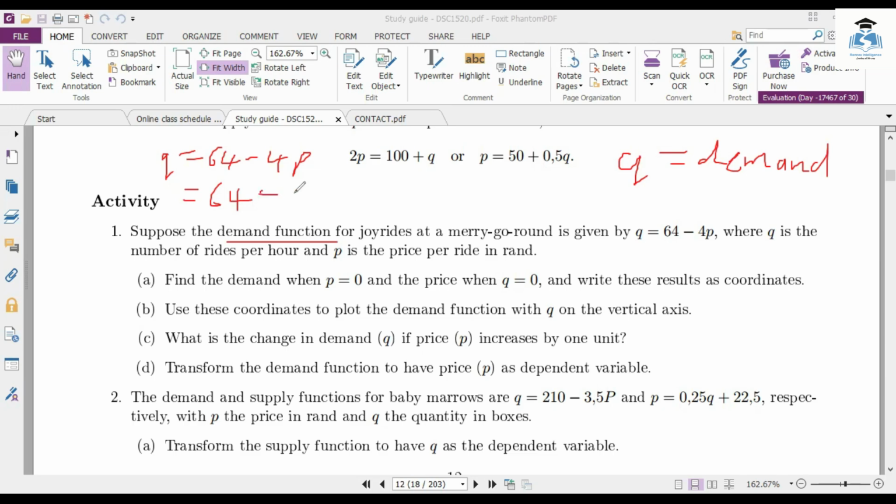Okay. So we are saying Q is equal to 64. So that will be: find the demand when P is equal to 0, and the price when Q is equal to 0. It says write these results as coordinates. So you are saying 0, 64.